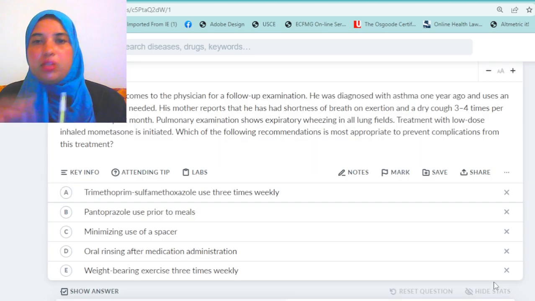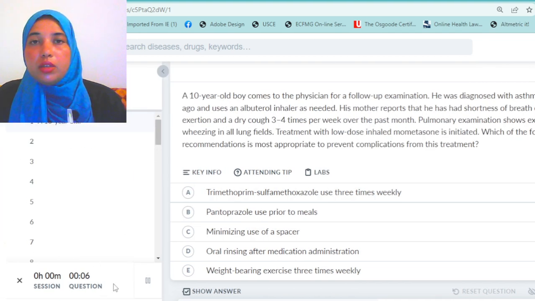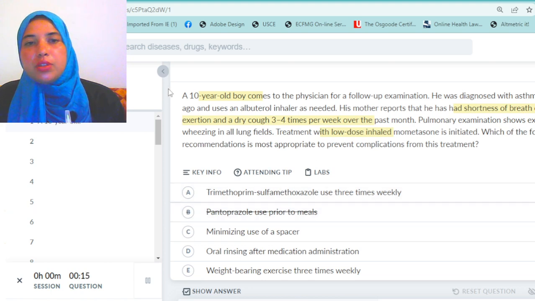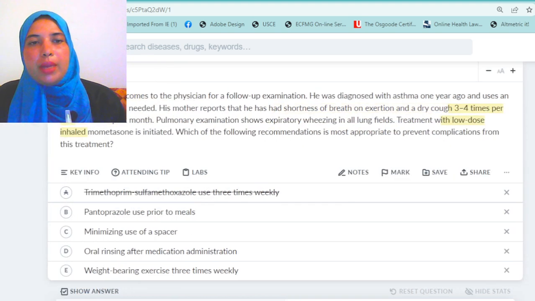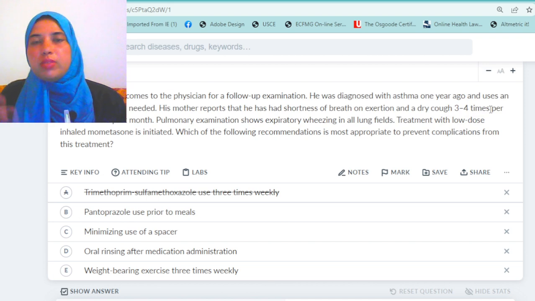Now you're going to see here is your question. It is being timed so that you can see how long you're taking to answer. And just like any other qbank, you can highlight, you can do exclusions if you want to exclude answers, things like that. So let's answer some questions, and I'm going to give you some tips and tricks.